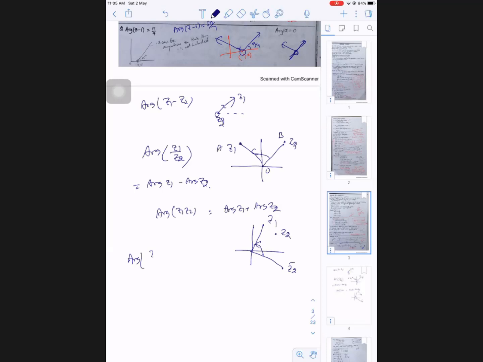The reason is, you can write z2 as mod z2 square by z2 bar. Mod z2 square is a real number, and as it's a positive real number, it won't affect our answer. So indirectly our question is argument of z1 by z2 bar, meaning from z2 bar to z1. Because if the argument of z1 is theta 1 and argument of z2 is theta 2, then here also it is theta 2 only. So you'll get theta 1 plus theta 2. So the formula for argument of z1 z2 is argument of z1 plus argument of z2.